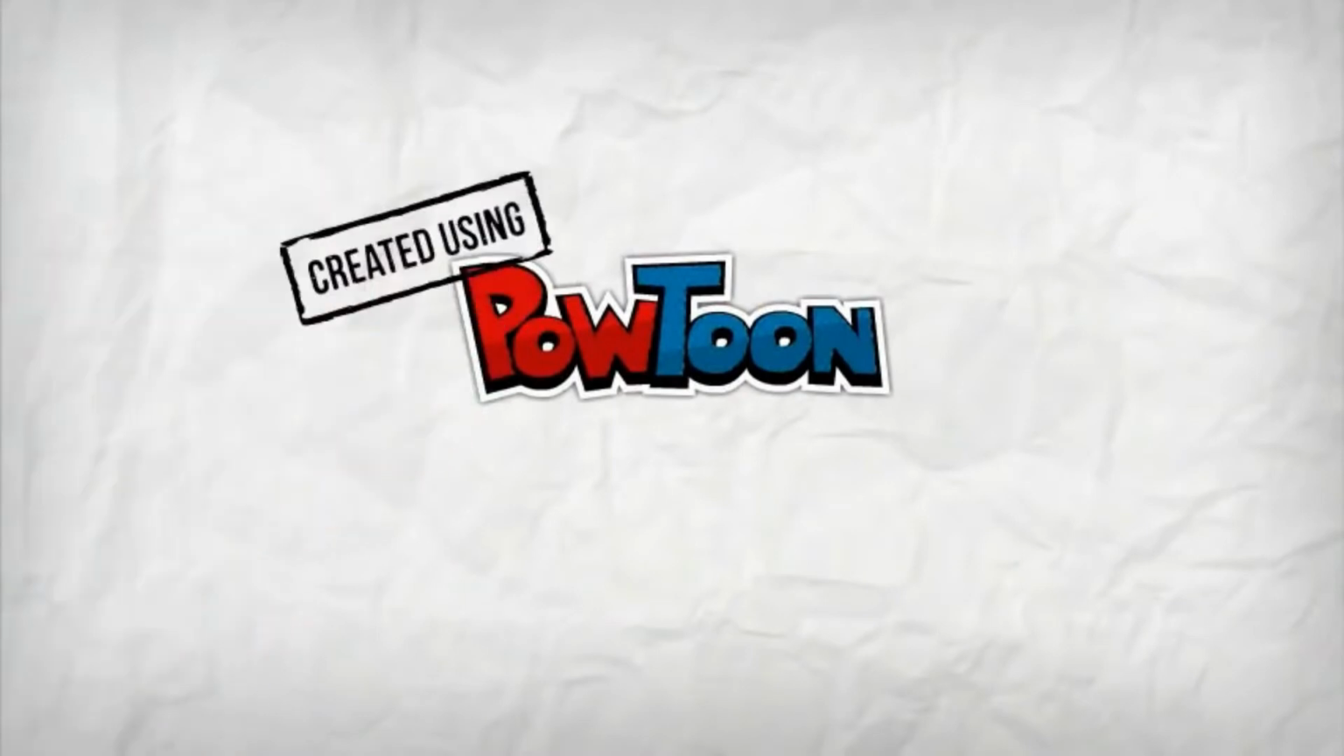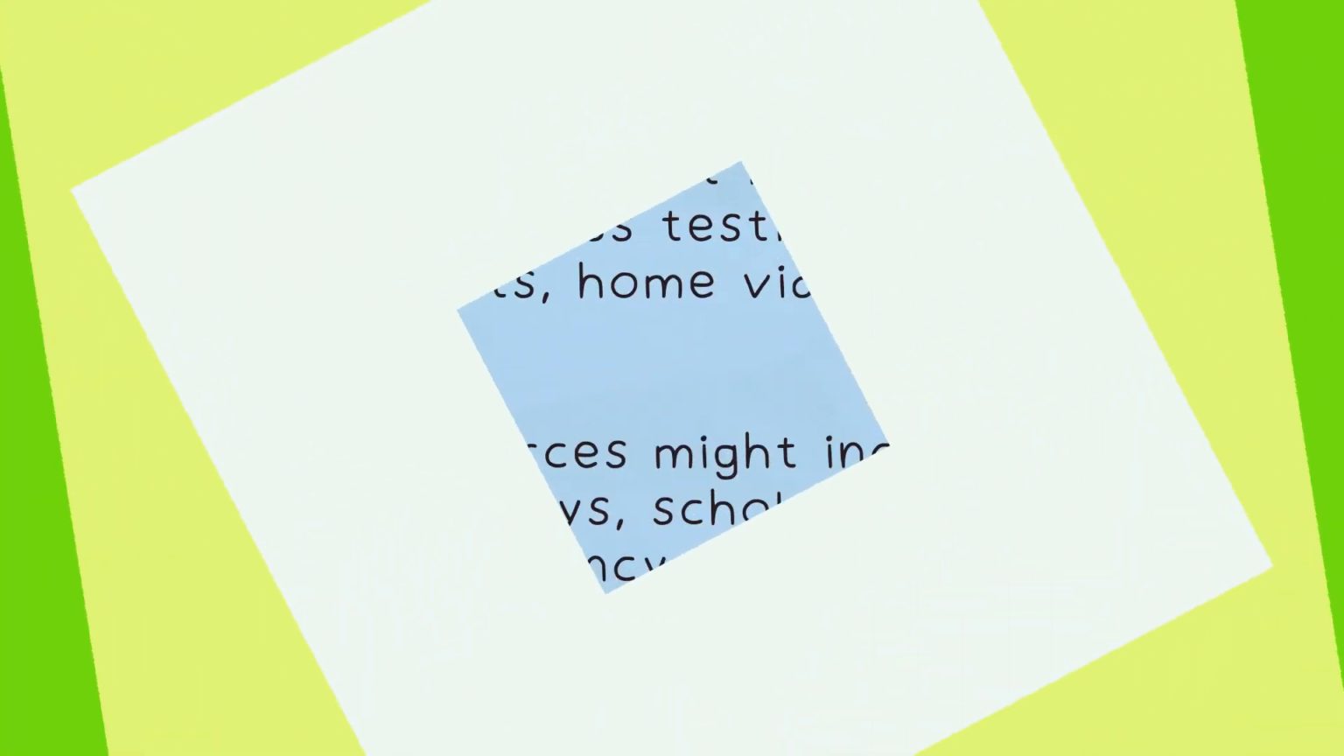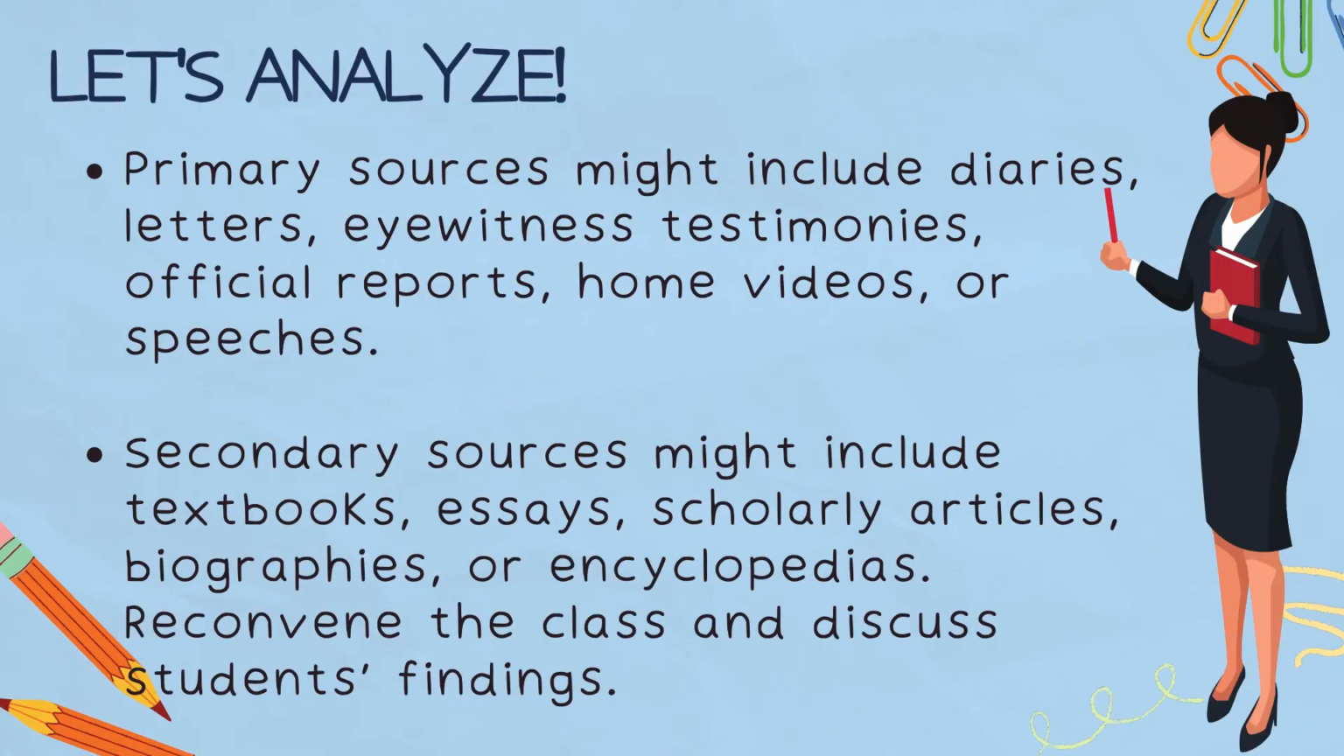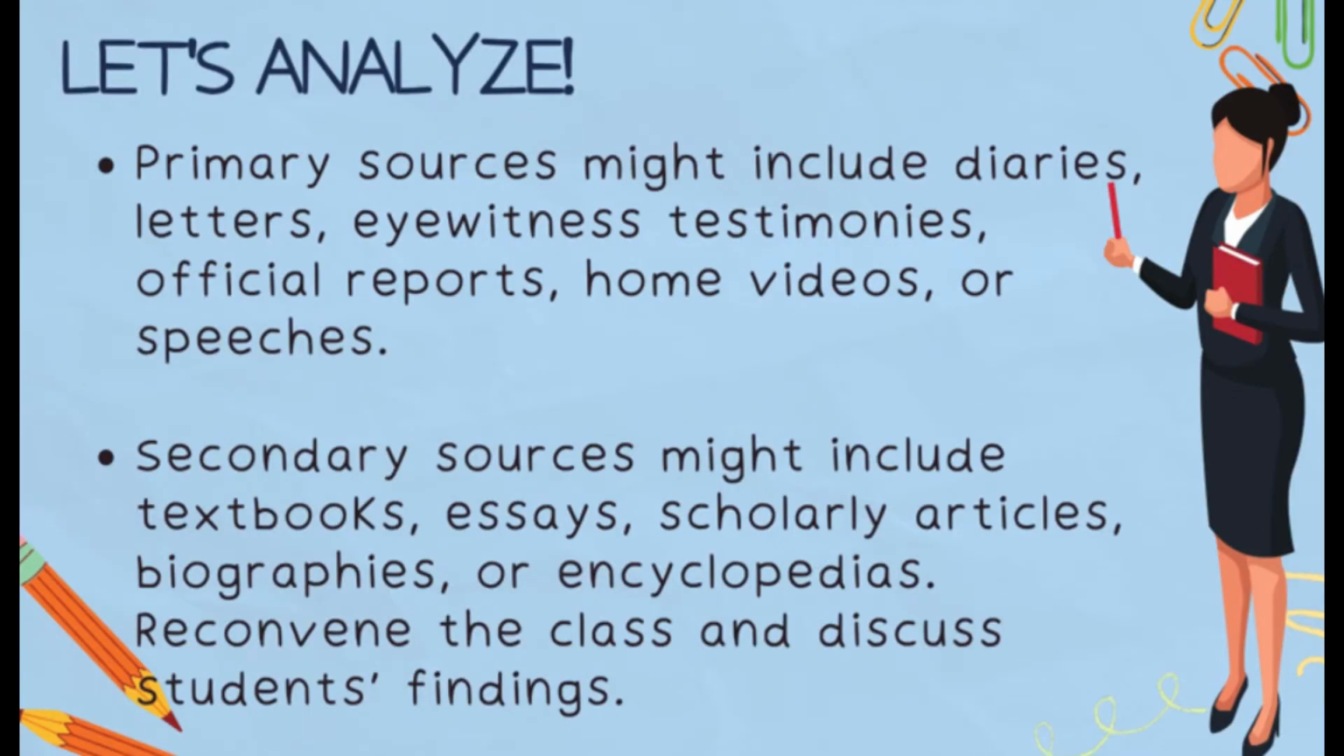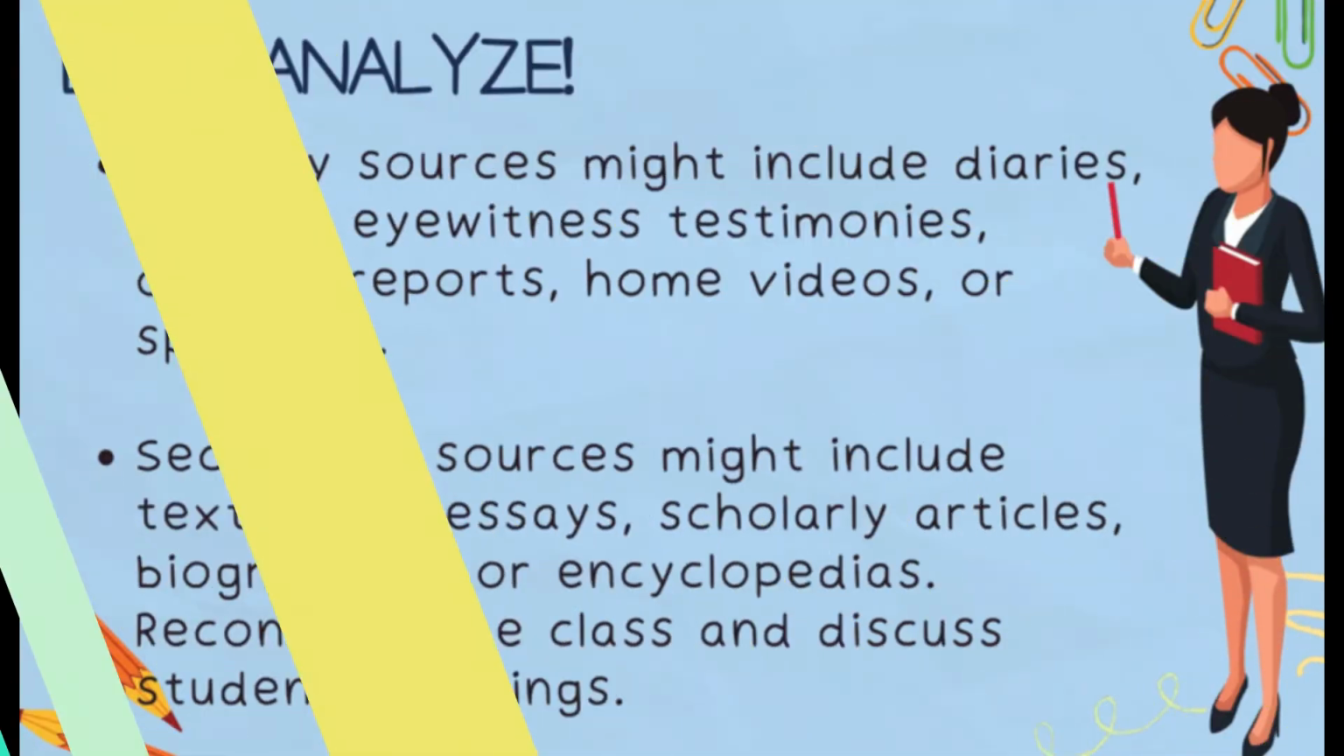Alright, so now I believe that everyone can differentiate primary and secondary sources. And now let's analyze. Primary sources might include diaries, letters, eyewitness testimonies, official reports, home videos, or speeches. Meanwhile, secondary sources might include textbooks, essays, scholarly articles, biographies, or encyclopedias.